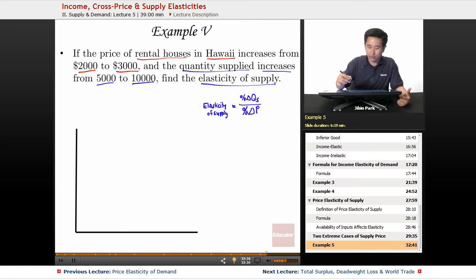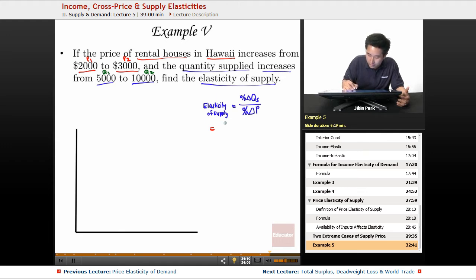We'll use green here for the change in quantity. So the original quantity is 5,000. The new quantity is 10,000. And the original price, we'll use red. The original price, P1, is 2,000. The new price is 3,000. So let's go ahead and find the percentage change in quantity first, since that's on top. The queen is always going to be greater than the princess.